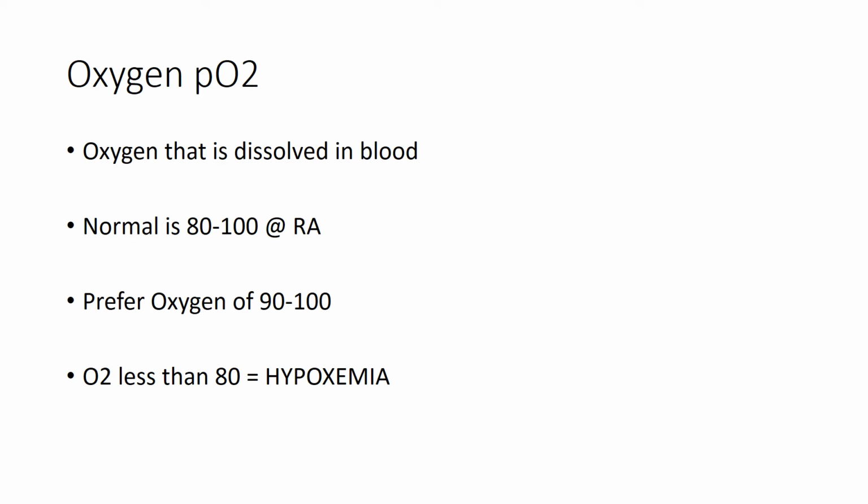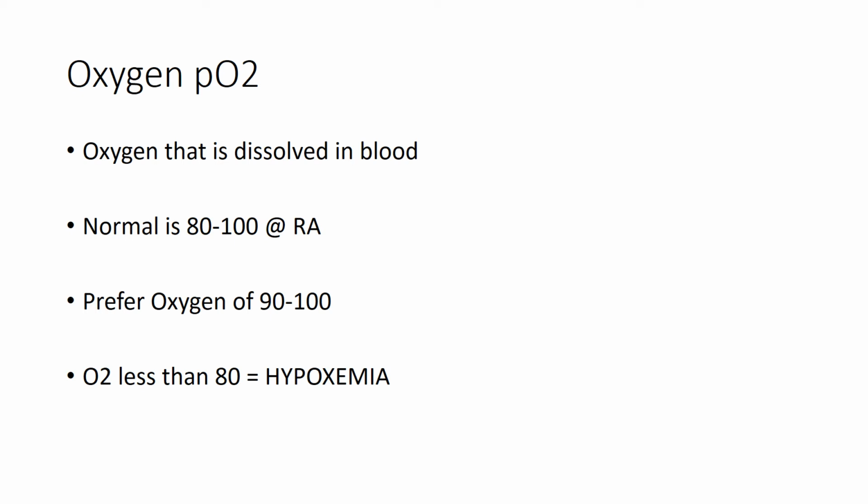Oxygen. This is blood oxygen. This is not the SAT that you see on the monitor. This is what we're seeing on an actual blood gas. The normal will be 80 to 100 at room air. We prefer 90 to 100, and anything less than 80 is considered hypoxemia.